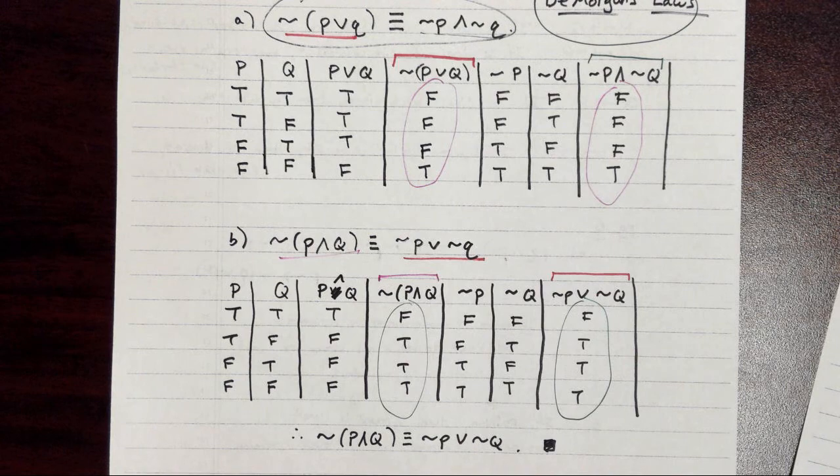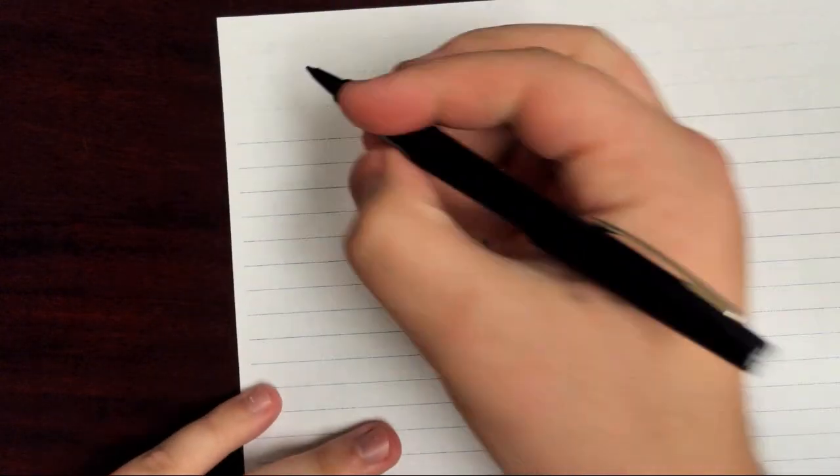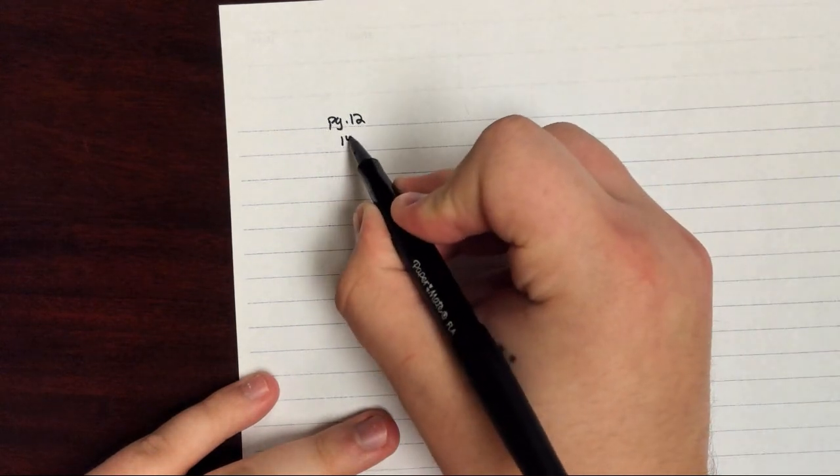I think we can do another one. Yeah, let's do another one. I want to do one where there's more than just two letters. The next one I want to do is number 14 on page 12. With numbers? There's no numbers in this class. I guess the page number. Yeah.